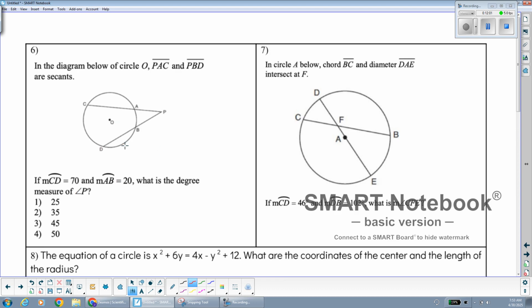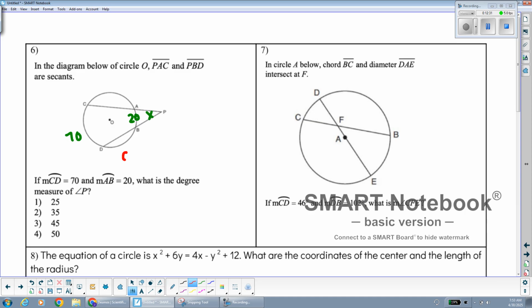Notice we have outside segments once again. So I'm going to read the question and see what theorem I'm going to be using. I already see arcs, and we're finding the measurement of the outside angle. So I already know it's going to be the outside angle is half the difference of the intercepted arcs. The arc CD is 70, arc AB is 20, and we're looking for outside angle P.